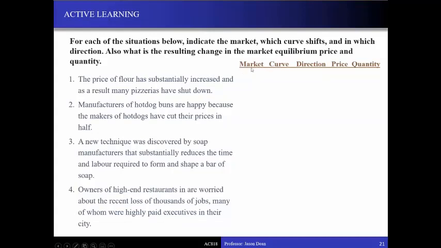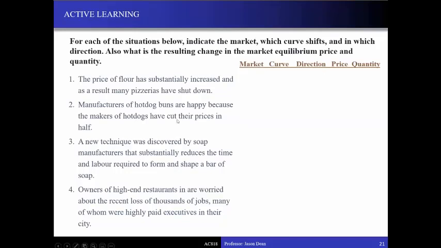But the main thing I want you to recognize here, reading this scenario, is to determine which curve shifts, either the demand curve or the supply curve, and then which direction it shifts, and what its impact would be on the price and quantity. What's the new equilibrium price and quantity? Compared to the old one, did the price increase or decrease, or the quantity increase or decrease? Or is it indeterminate? Because you can't know unless I tell you how much.